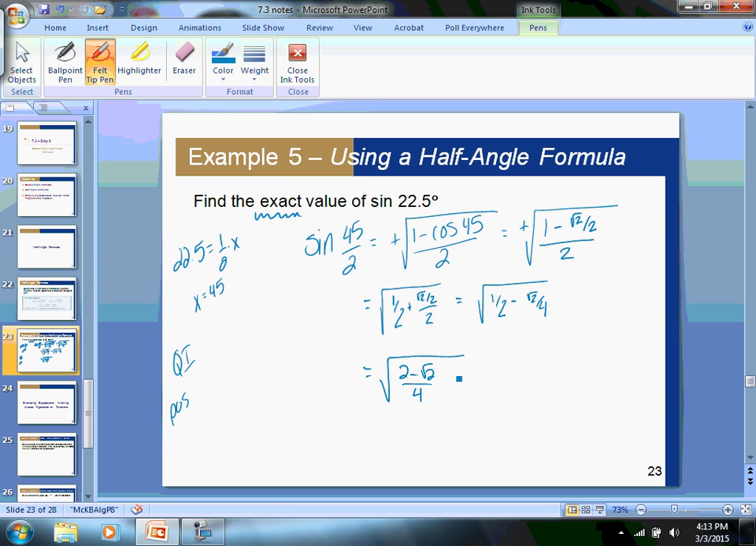Since I have a big radical with a fraction inside of it, remember you can break them apart. So I would have the square root of 2 minus the square root of 2, all over the square root of 4, and the square root of 4 is 2. My numerator looks a little messy because I have the square root of 2 minus the square root of 2, but that's okay. You can have a radical inside a radical. It's as simplified as I can get because I can take the square root of this denominator here.